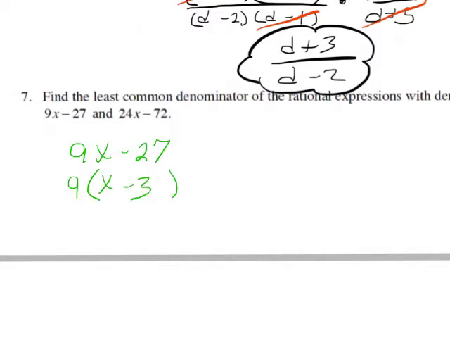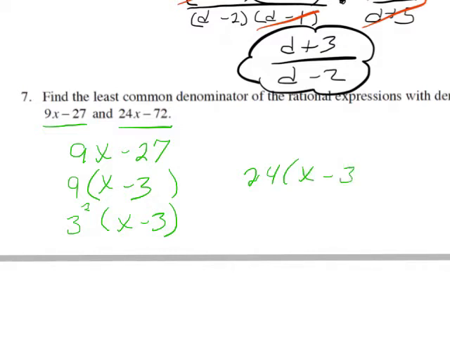Now, I'm going to go a step further, and I'm going to change that 9 into 3 squared times x minus 3. Now, I prime factored this whole polynomial right there. Now, let's do the same here. Let's prime factor that one as well. Now, what factors out of 24x minus 72? Well, I can factor out a 24. If I factor out a 24, I'm left with what inside? I think it should be x minus 3.